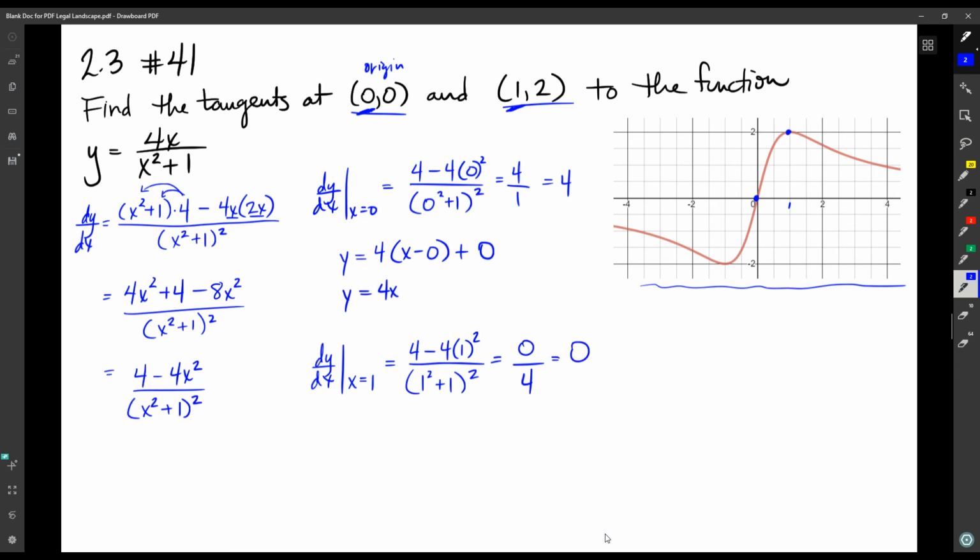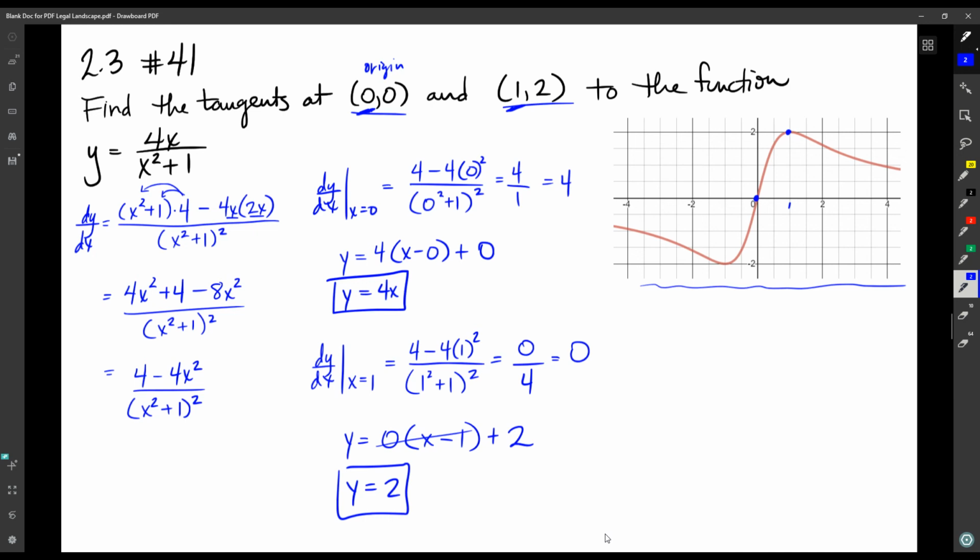So this line equation is now y equals the slope 0 times x minus the x value of the point, 1, plus the y value of the point, 2. Well, the whole first term makes 0, so this line is just y equals 2. So there's that equation. Here's the other one, and let's just sketch those in and see if that makes sense.